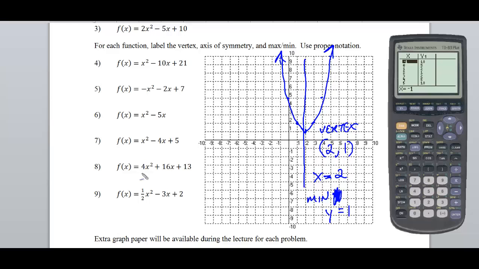Oh wow, this is the first b value that hasn't been negative. So this is going to be negative b, negative 16 divided by 2a. So this is going to be 2 times 4. So my guess is that the vertex is going to be at negative 16 over 8. So this is negative 2. That's where my vertex is going to be, negative 2. Let's go take a look at the picture here.